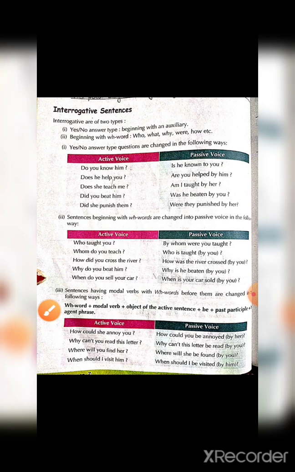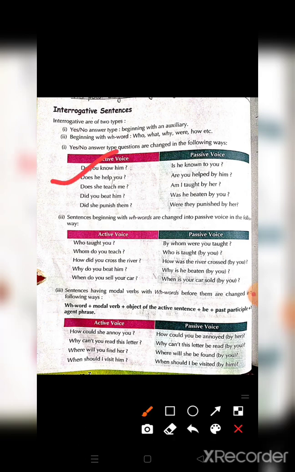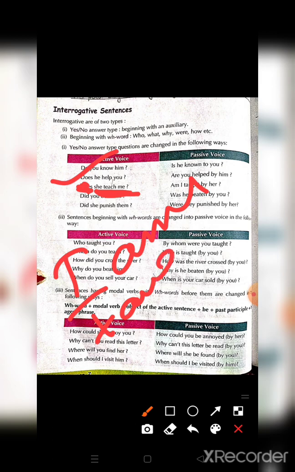So does he help you? Are you helped by him? Does she teach you? So what is the question? If we change this to passive voice, let me tell you a shortcut. We will first change this part to passive voice: she teach me. So I am taught by her, right? So I am taught by her.